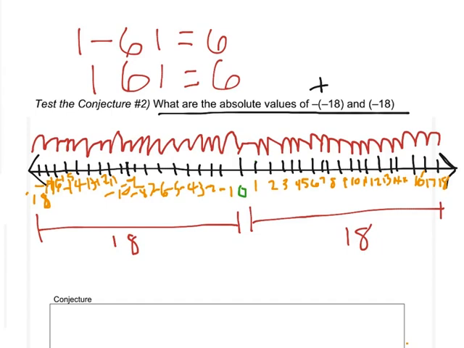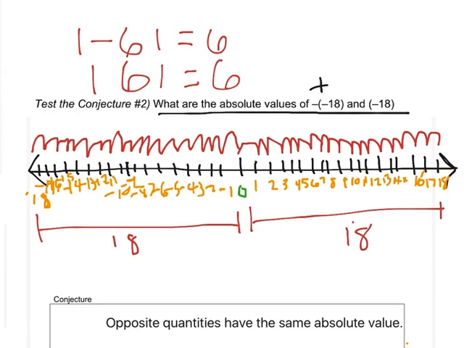Okay, so hopefully you noticed that opposite numbers like negative 6 and 6 or negative 18 and 18 have the same absolute value. So opposite quantities have the same absolute value. Go ahead and jot down that sentence, opposite quantities have the same absolute value, right under all of the work that you just did in your journal.